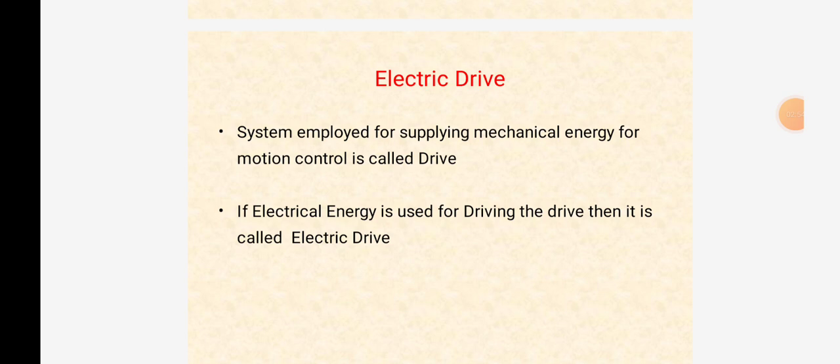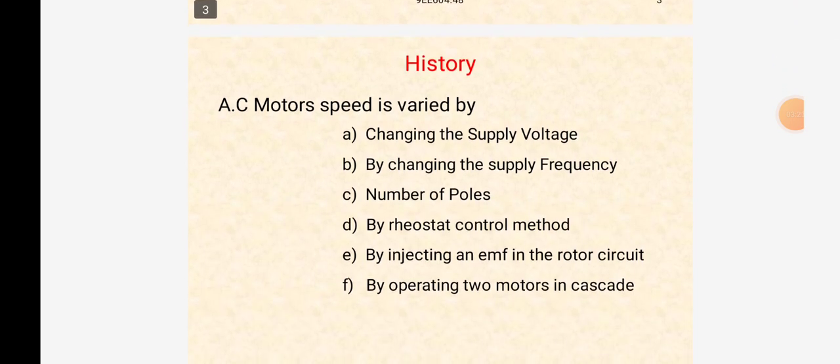Similarly, the speed of AC motors is also not achieved exactly by changing the supply voltage, frequency, number of poles, etc. After the 1950s, due to rapid development of thyristors and their handling capacities, thyristors are used for speed control of AC and DC motors.